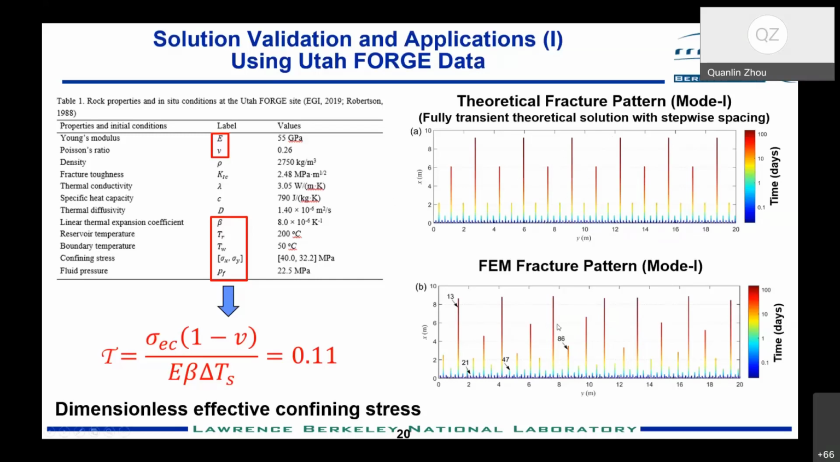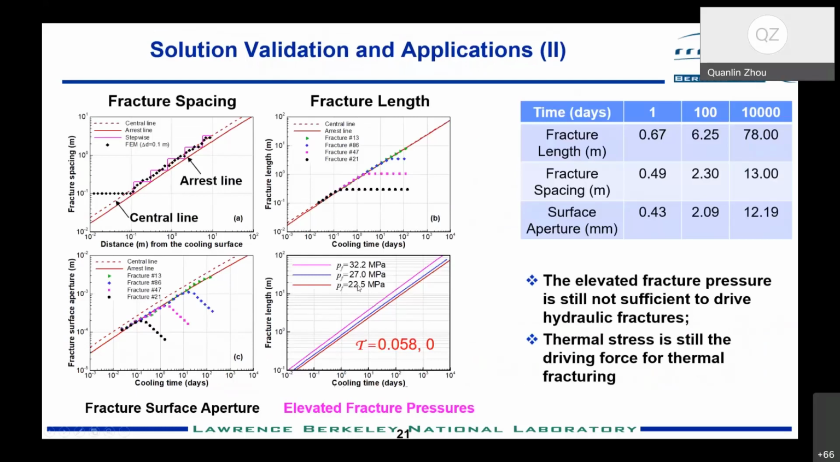So from here we can see for the validation that all are model 1 fractures. The patterns are very close to each other, but here we have a sharp change, and here is a more smooth change. So here for the fracture spacing, we have 3 solutions: the stepwise fracture spacing, like in the fracture pattern, and also the continuous fracture spacing change. So that is the arrest line, and this is the central line. The central line is very close to the numerical solutions.